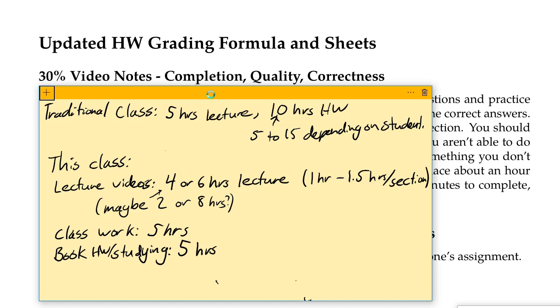And for some students who are working really hard and some students who are being lazy, it will vary. Some students might be able to get by and get a C in the class, or they might already know calculus and be able to get by with 2 or 3 or 4 hours on the videos, and some students might need more, depending on how much time you're taking.